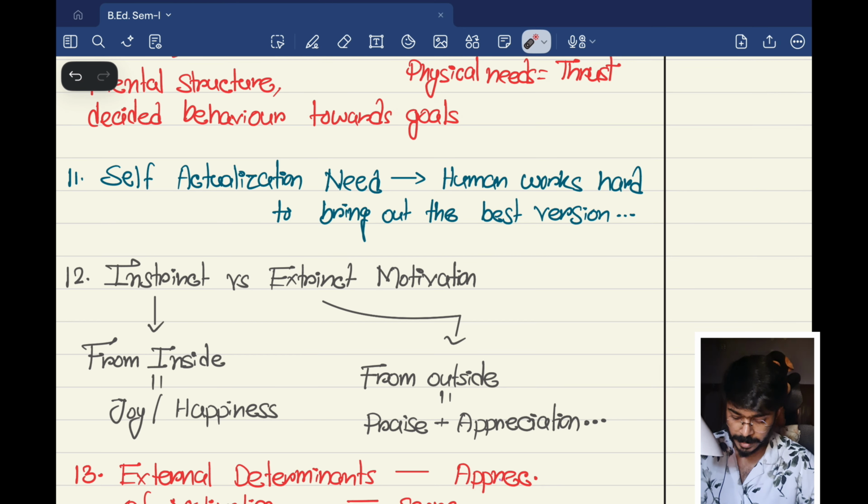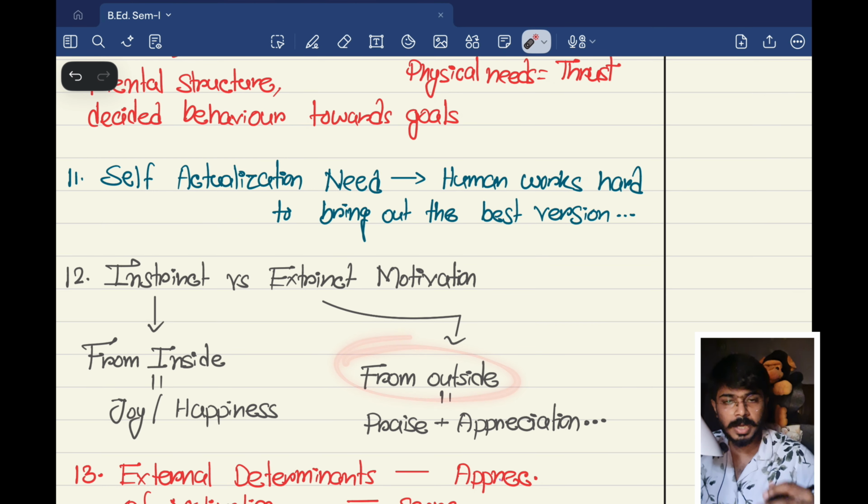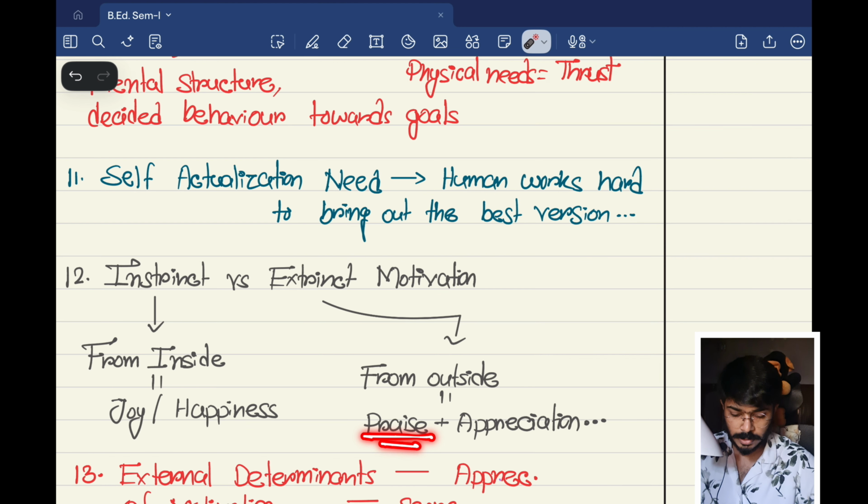So instinct motivation comes from inside, like joy or happiness. Whenever you are happy, you will love to do the work in a much better way. Whenever you are sad, whenever people say bad things to you, you are more likely to just sleep and do nothing. So extinct motivation means it comes from outside, like appreciation. Maybe someone praised you because you look very good. So in that type of scenario, you are really motivated to take care of your skin in a much better way. So it is praise or appreciation based. It means it is coming from outside.